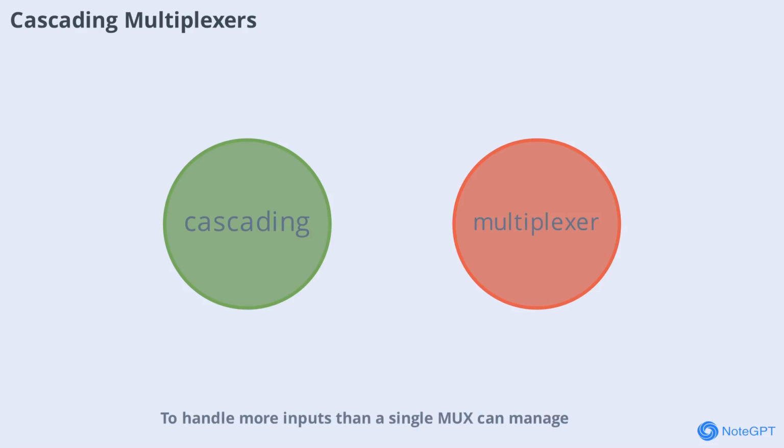To handle more inputs than a single MUX can manage, designers often cascade multiple multiplexers together. This means connecting the outputs of several smaller MUX devices to create a larger, more capable system.